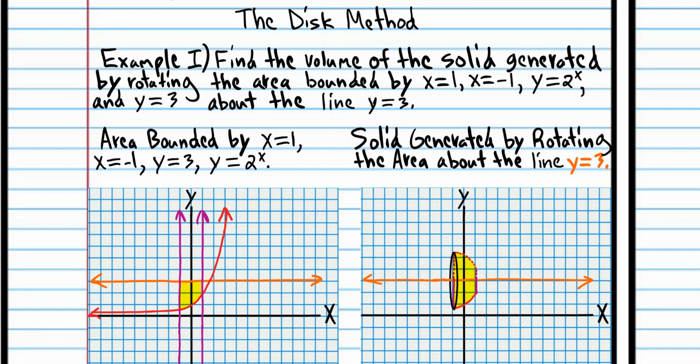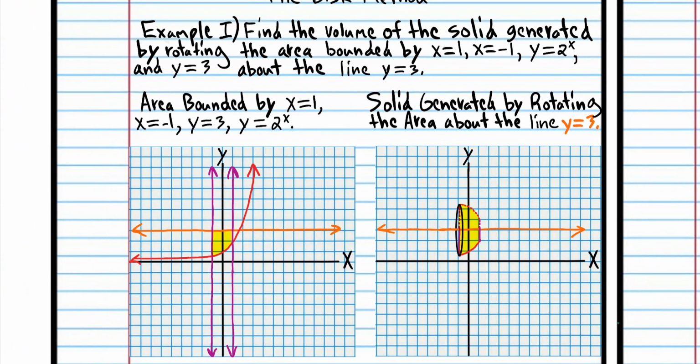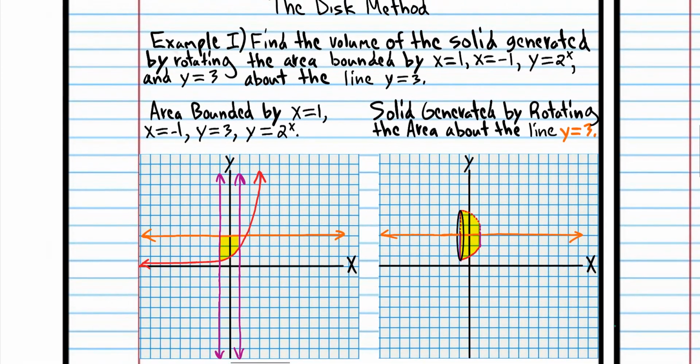So it says here, find the volume of the solid generated by rotating the area bounded by x equals 1, x equals -1, y equals 2 to the x, and so on. And we're going to rotate about the line y equals 3. So again, usually we rotate about the x-axis, but in this problem we're rotating about the line y equals 3. That's different. It's still a horizontal line like the x-axis, but it's in a different position. So you can see that orange line is y equals 3.